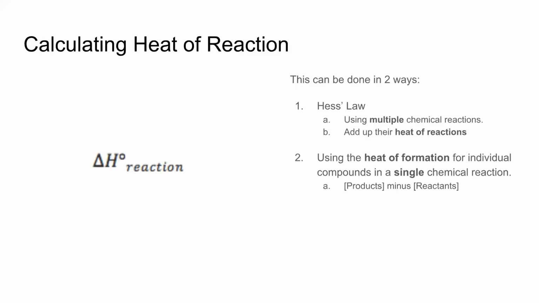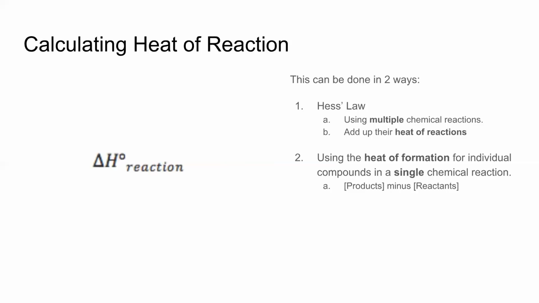Okay, next we have calculating heat of reaction. So the symbol we use is delta H naught of reaction. The delta is just the symbol for change, so change in heat. And the little circle, that little naught thing, means at standard conditions. So I think this is 25 degrees and 1 mole. I'm not too sure. I can double check that really quickly.